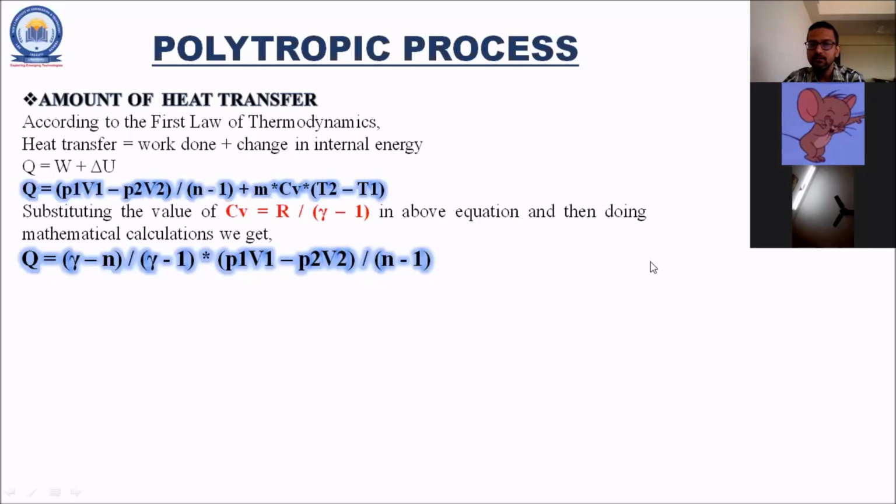Okay, fine. So now friends, if you remember, this (P1V1 minus P2V2) upon (n minus 1) is nothing but equal to W. So I can finally write down this equation: Q is equal to (gamma minus n) upon (gamma minus 1) into W. This whole term in the bracket represents W. We have used the same equation previously. So Q is equal to (gamma minus n) upon (gamma minus 1) into W.